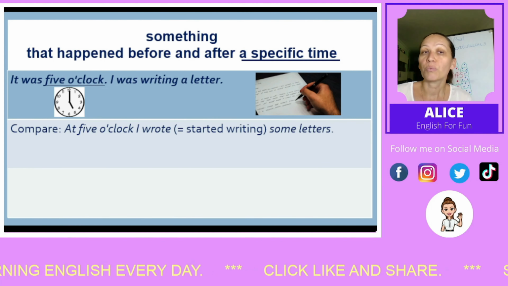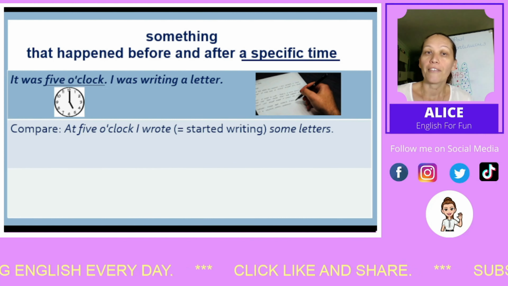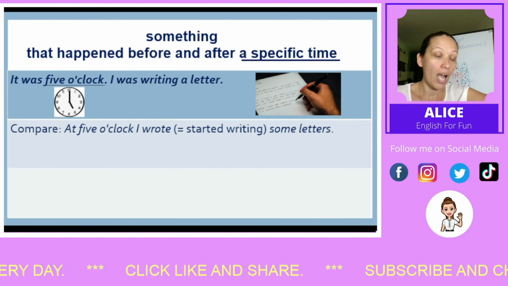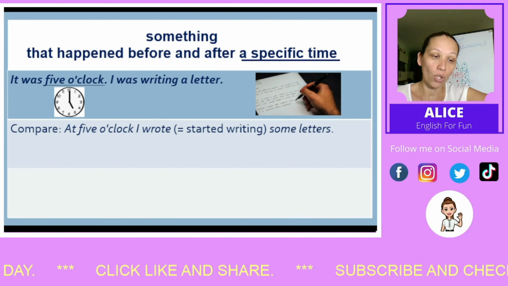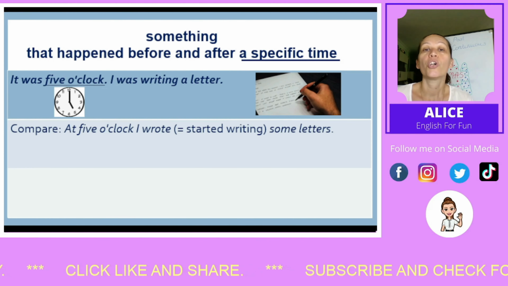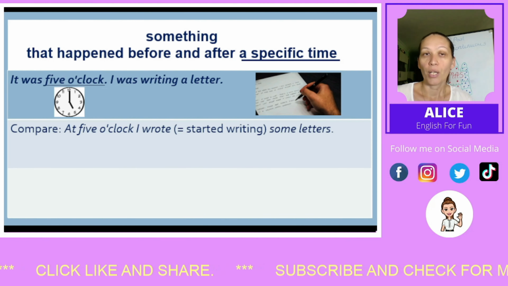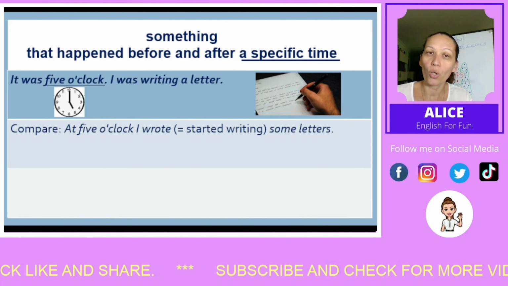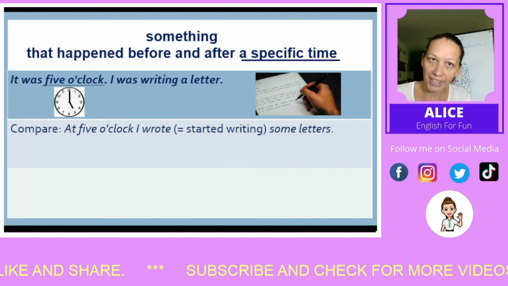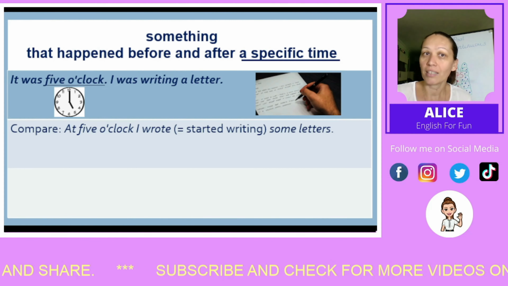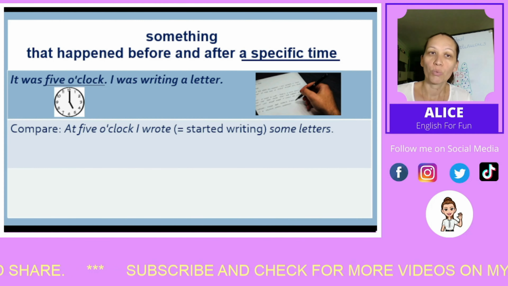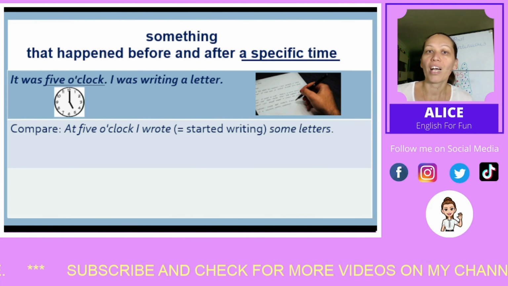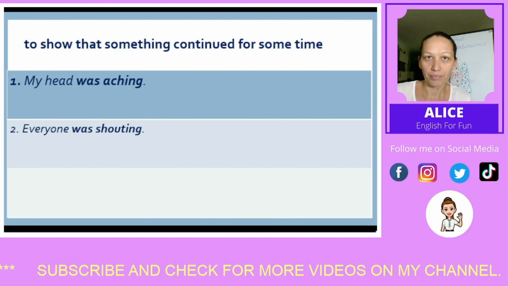If we compare it with another sentence, at 5 o'clock I wrote some letters. What does it mean? I looked at the watch, it was 5 o'clock, and then I started to write some letters. But if you want to point out that at the moment when it was 5 o'clock, I already was writing a letter, I already started before, so we should use past continuous. It was 5 o'clock when I was writing a letter.